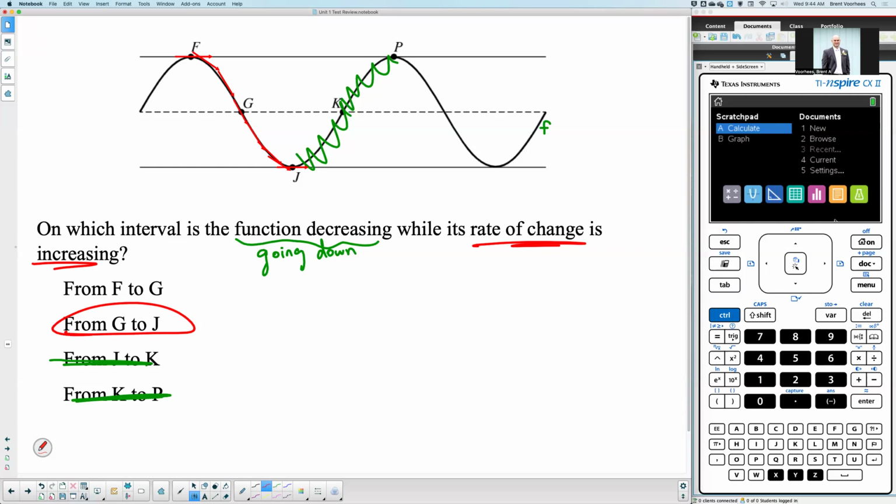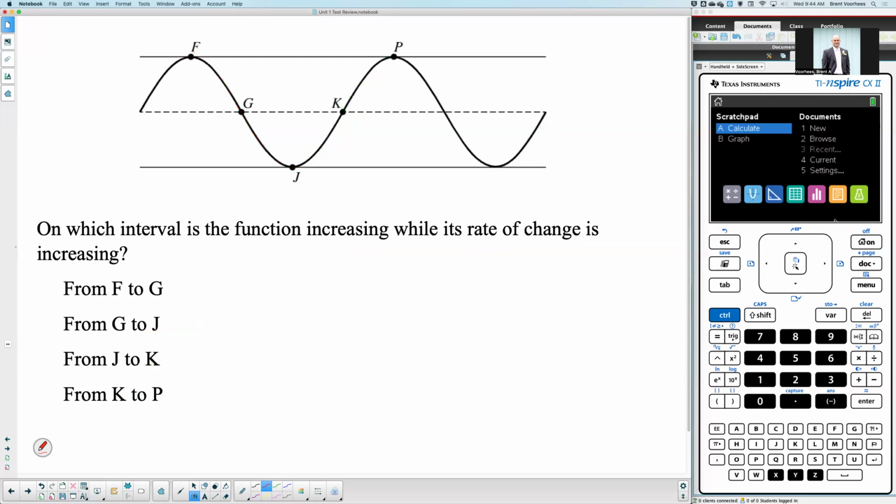Okay, I want to do another one so you can see it and think about it yourself. How about this? On which interval is the function increasing while its rate of change is increasing? Again, what does it mean if the function is increasing? It's going up. I'm going to call this F. F is going up.